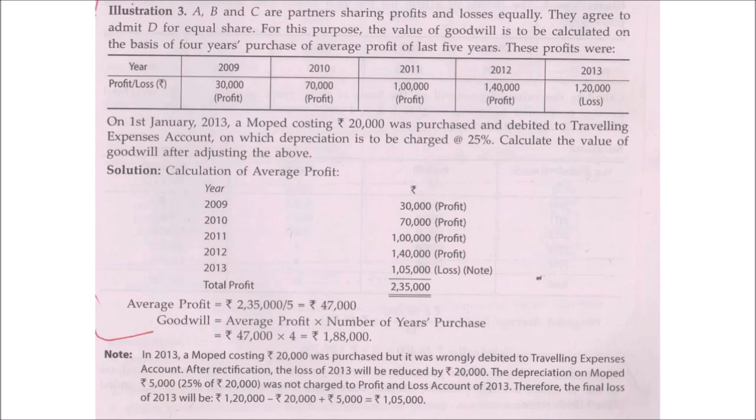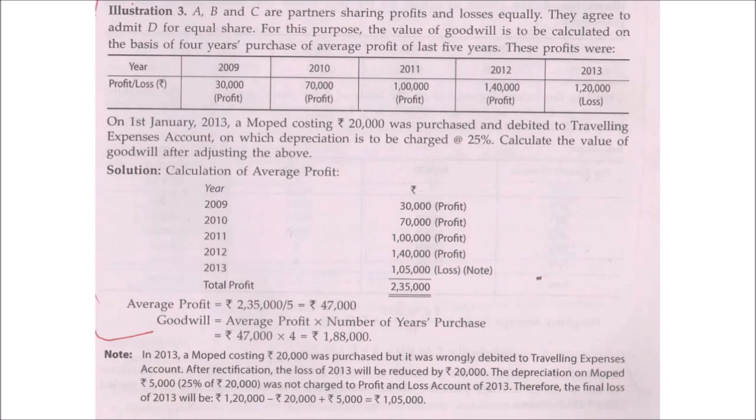So now you can see the loss for the year 2013. It is 1,20,000. We are subtracting 20,000. Now the amount is 1 lakh. Then adding back 25% of 20,000, that is 5,000. Now 1,20,000 minus 20,000 plus 5,000 is equal to 2013's loss. That is amount 1,05,000. Again, you have to understand that it is the case of loss. That is the reason we have done this.